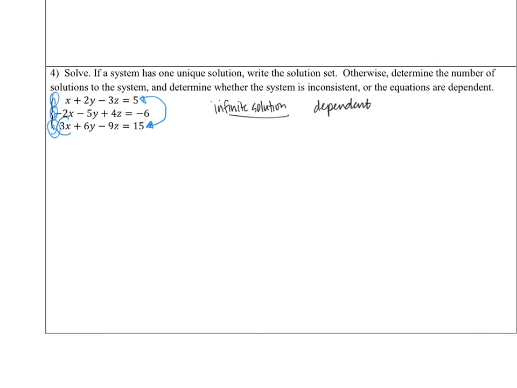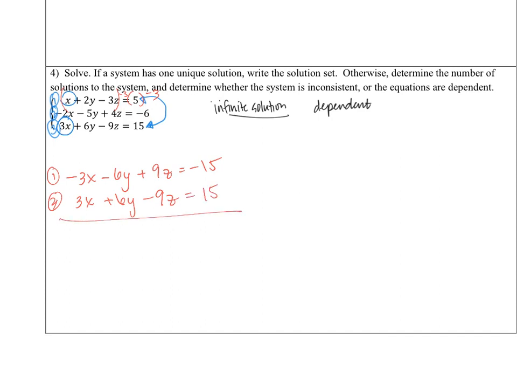So if I wanted to cancel out the x's here, I'm going to multiply the top equation by negative 3, both sides. So I'm going to get negative 3x minus 6y plus 9z equals negative 15. That's my equation 1. Equation 3, let's keep that the same: 3x plus 6y minus 9z equals 15. And so when I put those together, cancel, cancel, cancel, 0 equals 0, which is true. So if I'm going to get something that's true, then I know that those are actually the same plane, and we're going to get an infinite number of solutions. And so this is a dependent system.